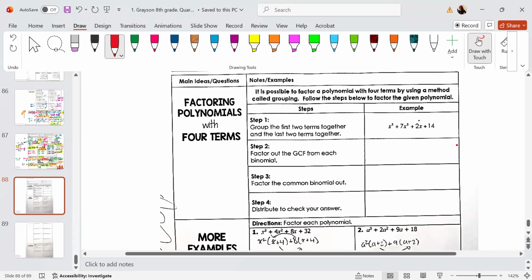So let's take a look at this right here, okay? You have 4 terms, right? There are 4 terms right here. Step 1, group the first 2 terms together and the last 2 terms together, right? That's what it says, correct?